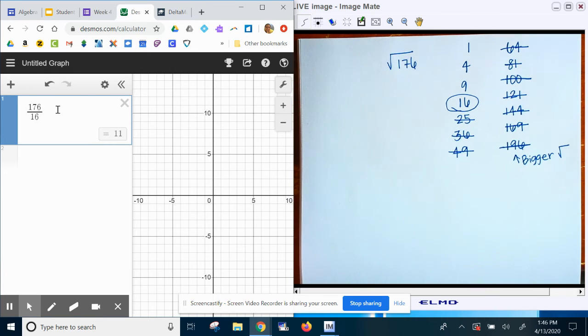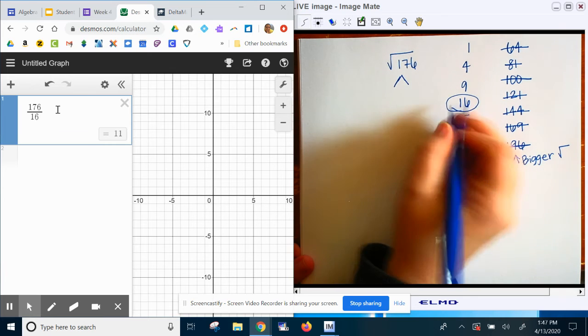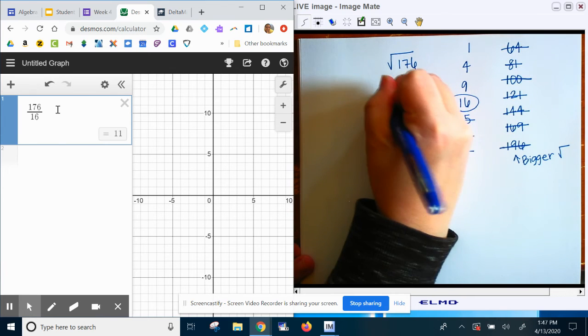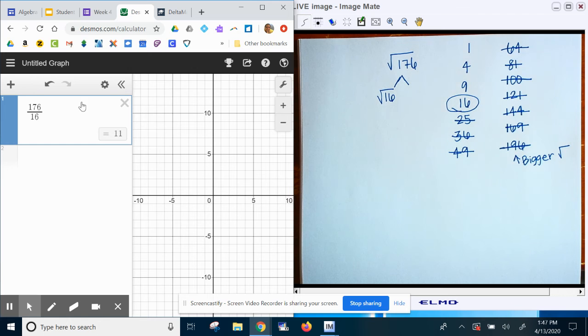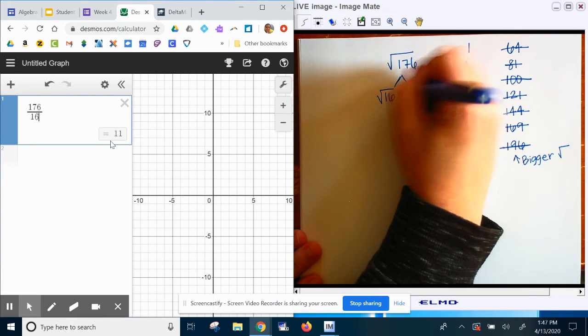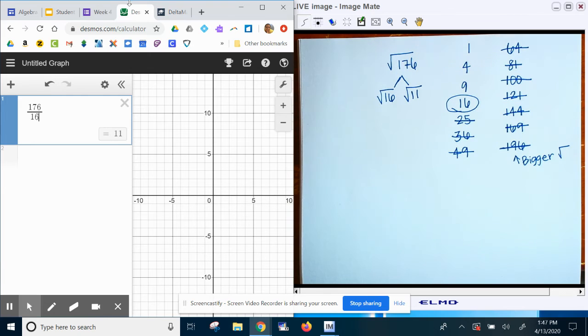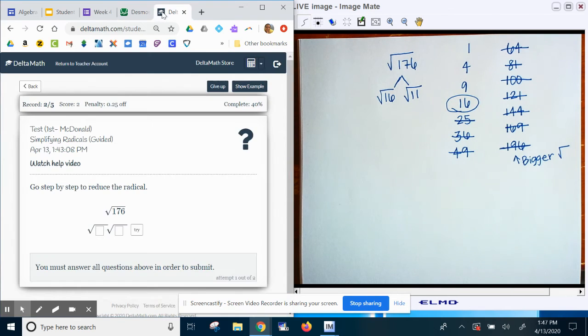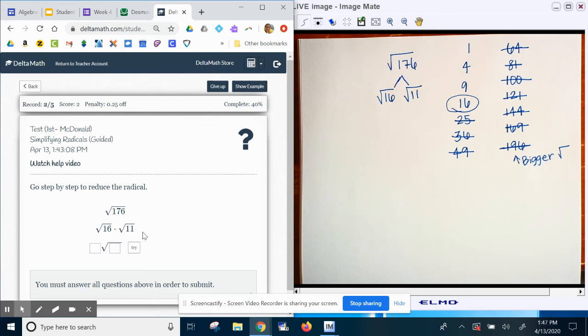As soon as we find the whole number, we can stop checking, and we're going to rewrite this as the square root of 16 and whatever we got when we divided. When we divided by 16, we got 11. So we're going to write this as the square root of 16 times the square root of 11. If you're doing the guided practice from before, which is right here, you would put in your 16 and your 11, and you would click try, and it'll take you to the next step.